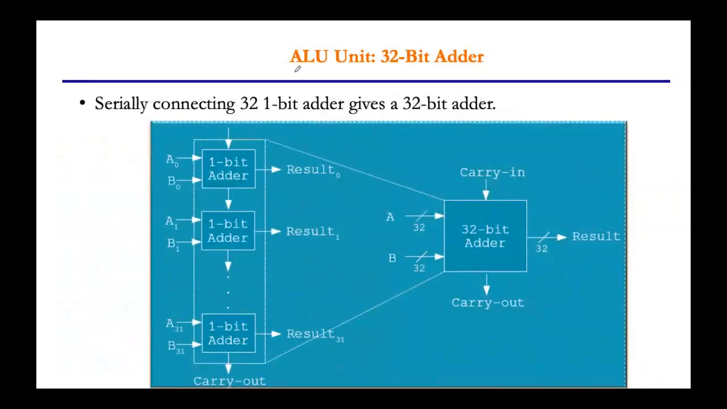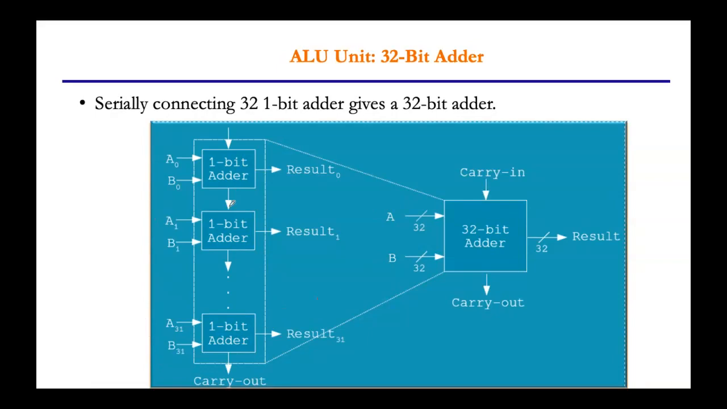So similarly, as said, ALU unit with 32-bit adder means it takes 32 A inputs and 32 B inputs. Okay, 32 A inputs and 32 bit B inputs. So inside this adder, you will find there will be 0, 1 up to 31, 1 bit full adders. In these 1 bit full adders, how many gates? 5 gates will be there.